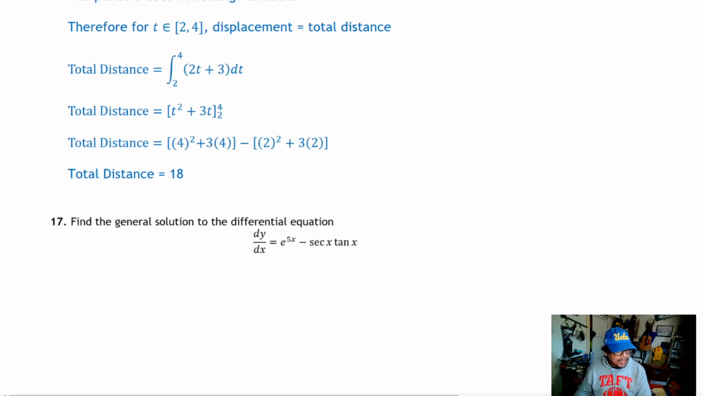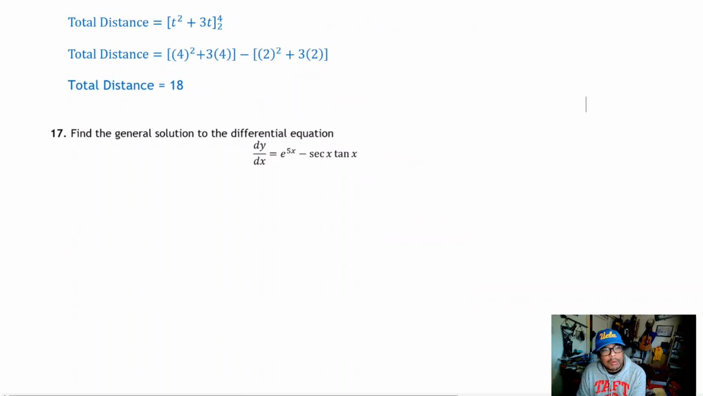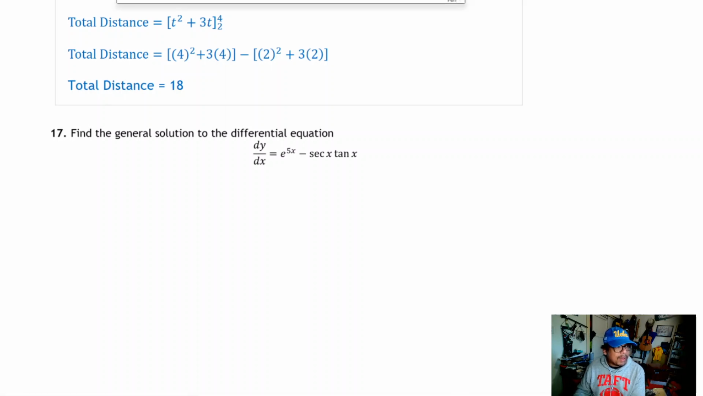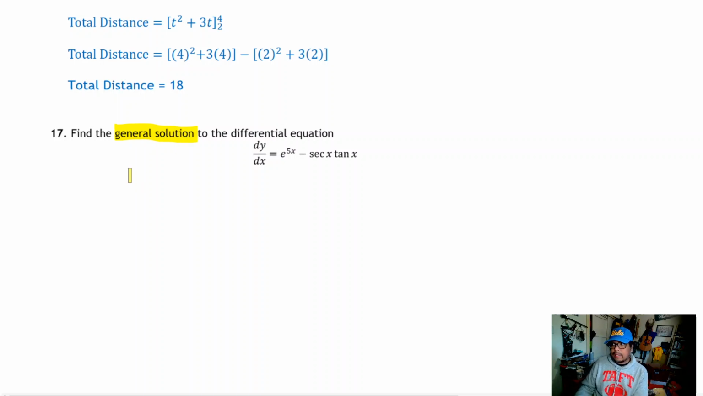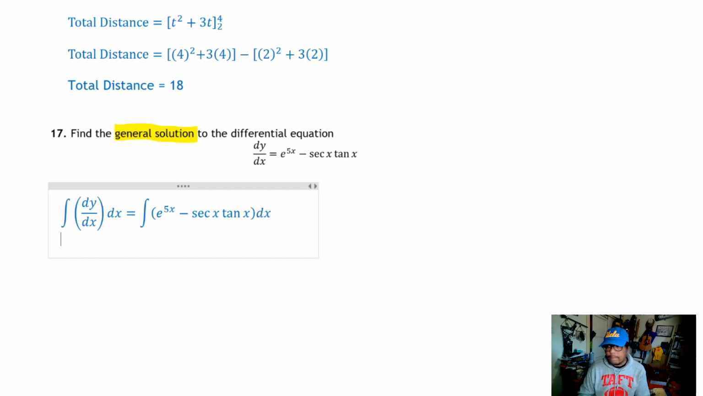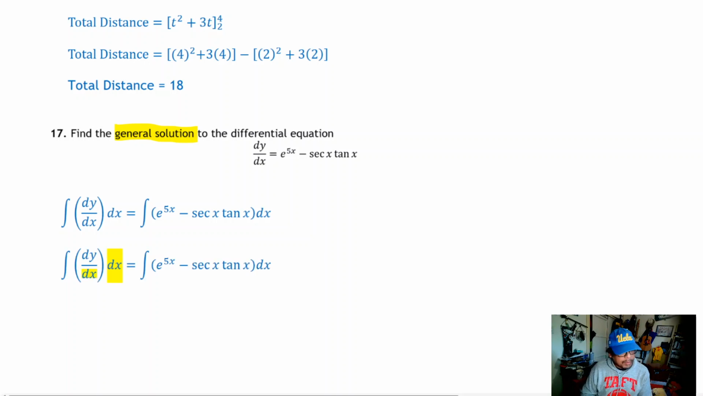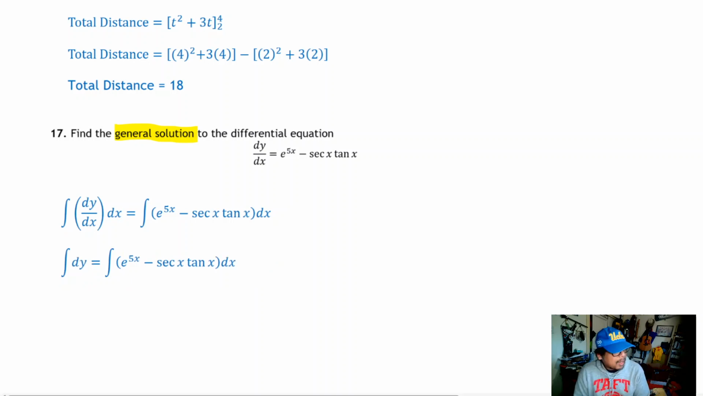All right, number 17 says to find the general solution to the differential equation. So basically just an integral. Noticing that we have the words general solution here, that means that we just need to integrate and leave our solution with the constant c intact. So we're going to integrate both sides of our equality with respect to x. We've got a little bit of canceling we could do on the left side with those dx's. Most of the time you wouldn't even bother with that step and you would just naturally put a y there, but trying to be a little bit complete here.